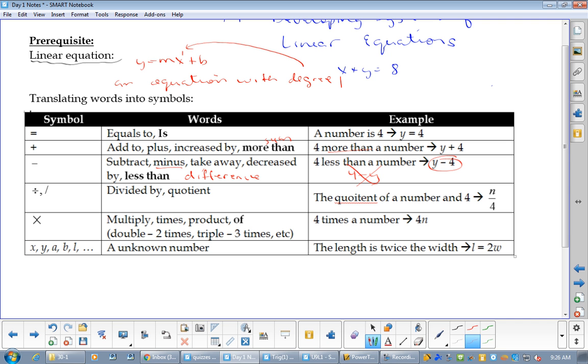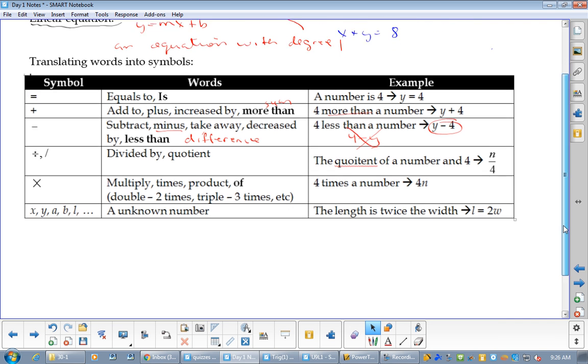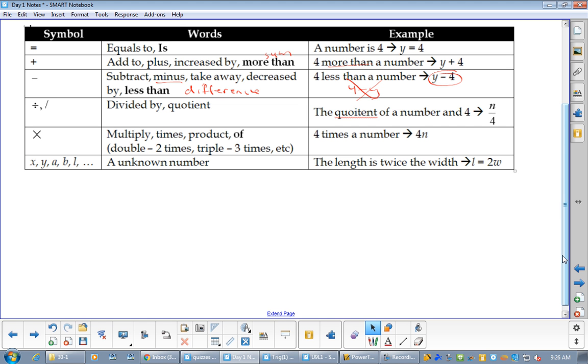Now division, this probably has the least words for it. Divided by, quotient, ratio is another one, fraction, rational. So the quotient of a number and 4 would be n divided by 4. Okay, multiply, we got multiply, times, product, double, triple. The length is twice the width, all that stuff.